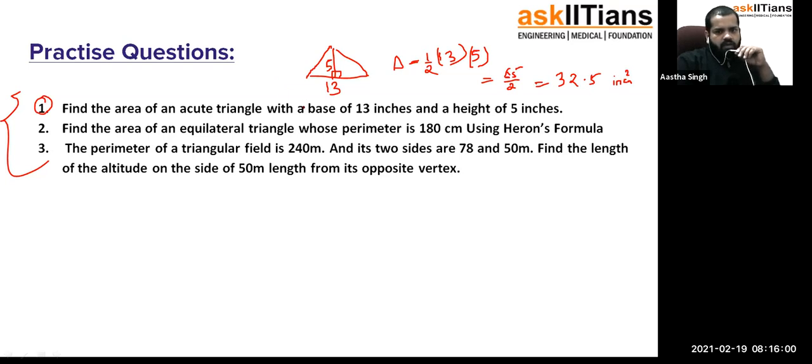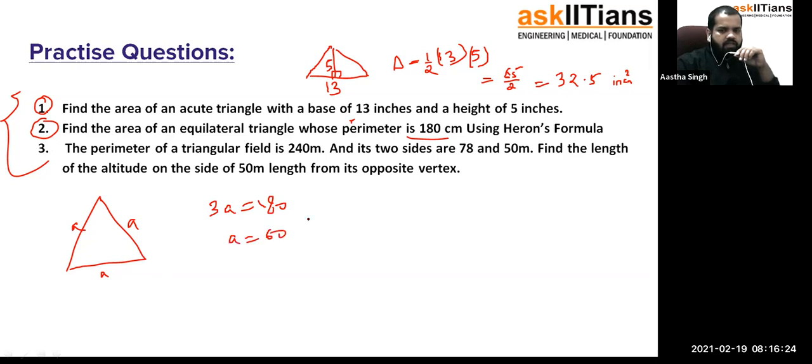Our next question is find the area of an equilateral triangle whose perimeter is 180. You are given an equilateral triangle, where all sides are equal, and its perimeter is given. 3a is equal to 180, so a will be equal to 60, right? All sides are given. Using Heron's formula, or you should know how to find the area of an equilateral triangle. The area of an equilateral triangle, by its formula, is equal to root 3 by 4 into side square.